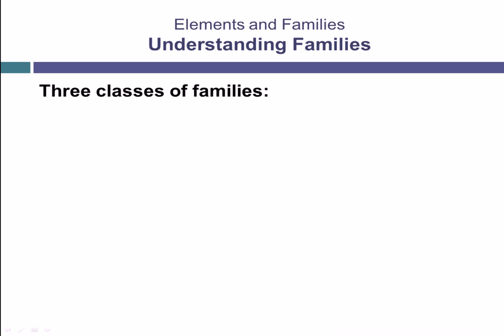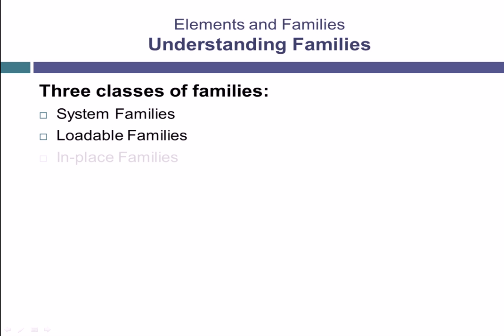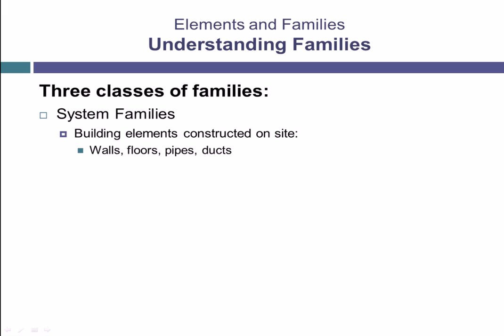There are three classes of families within Revit: system families, loadable families, and in-place families. System families form the basic building elements, such as walls, floors, pipes, ducts, and other elements that you would assemble on the construction site. System families are defined within the Revit project file, not in an external family file. You cannot create or delete system families.